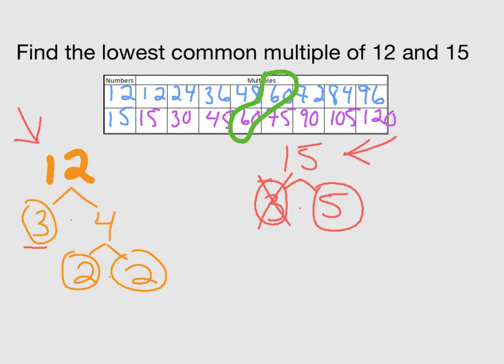Now we're going to do the same thing with the number 5. There isn't one in our factor tree for 12, so we're going to leave that as it is. Now you're going to take all the numbers that are still left, that are circled here, and multiply them together. So we have 2 times 2 times 3 times 5. And that's equal to, well, 2 times 2 is 4, times 3 times 5 is 15, and 4 times 15 is 60. So our lowest common multiple is 60, which we found when we listed our multiples as well.